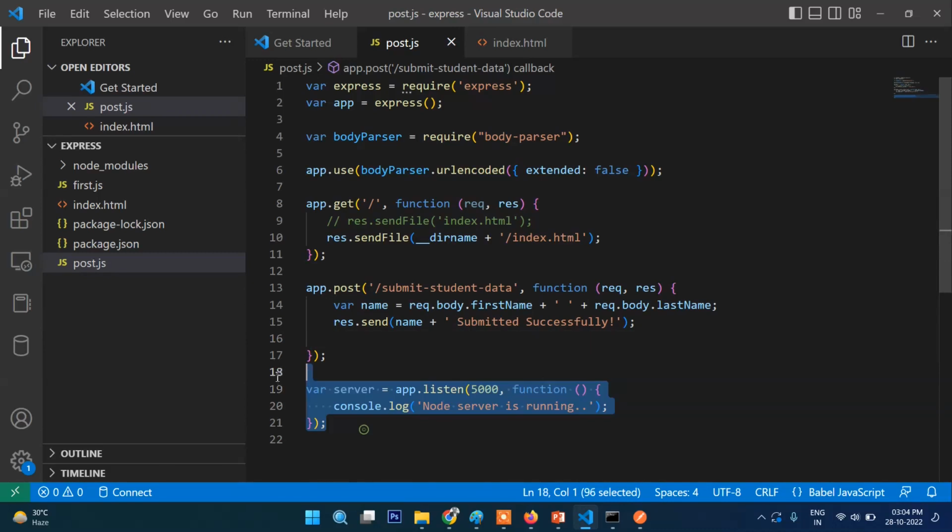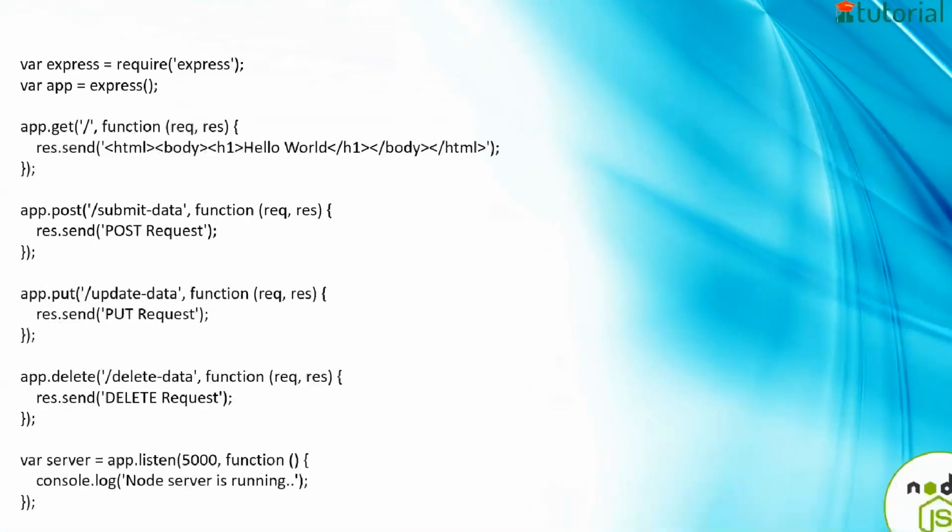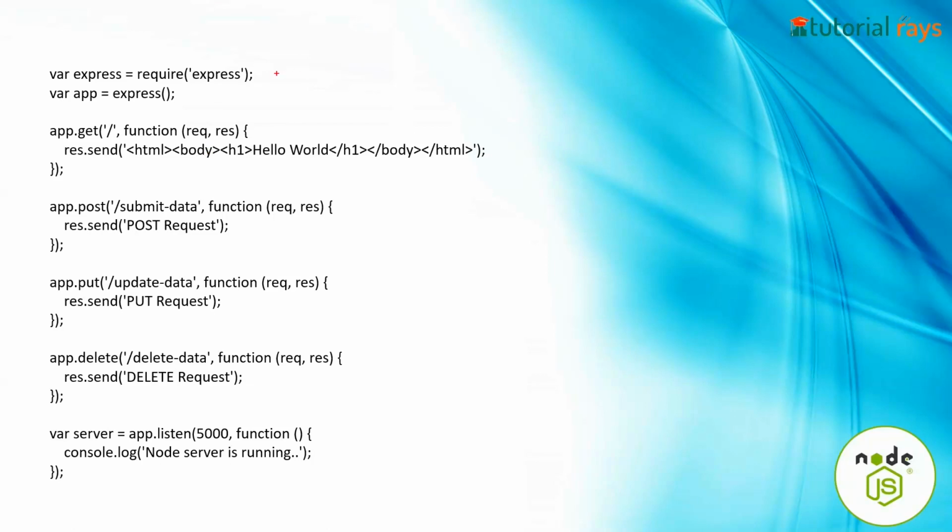This is the same server, app.listen, and the Node server is running. So guys, this was the post method. So guys, so far you have learned how to install Express and how to use Express, and also how to use the get method, how to use the post method, and put and delete we will use later.